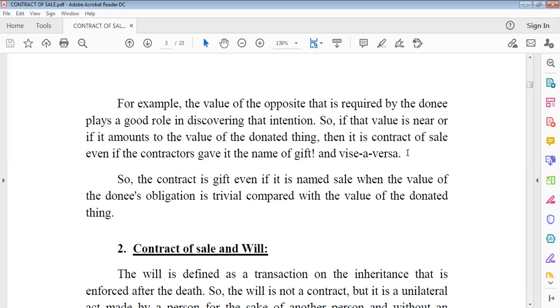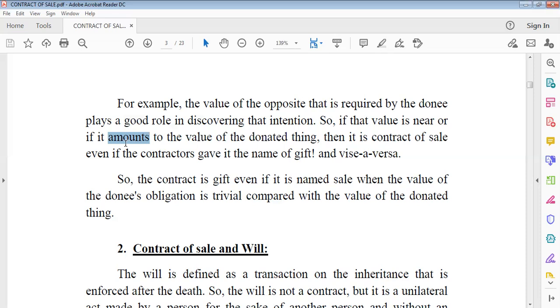Yani, look, if I gave Baha my car and I told him I would give you my car as a gift, so this is a contract of gift, and we named it a contract of gift, but Baha is required to pay me like $10,000. Okay, well, the $10,000 is actually reaching the real price of the car, so it is near the value of the donated thing, I mean the car, or it amounts to the value, it reaches approximately the price of that donated thing. So in this case, the contract is a contract of sale in its reality, even if we gave it the name of the gift.